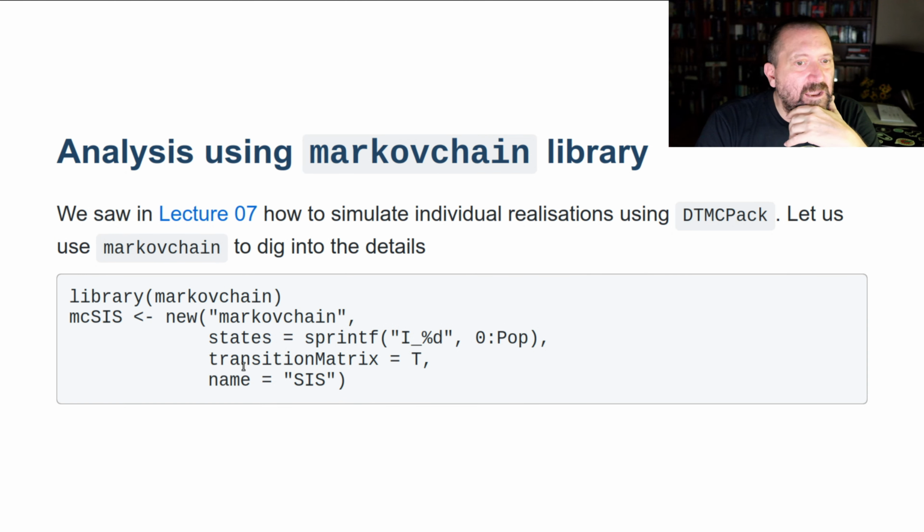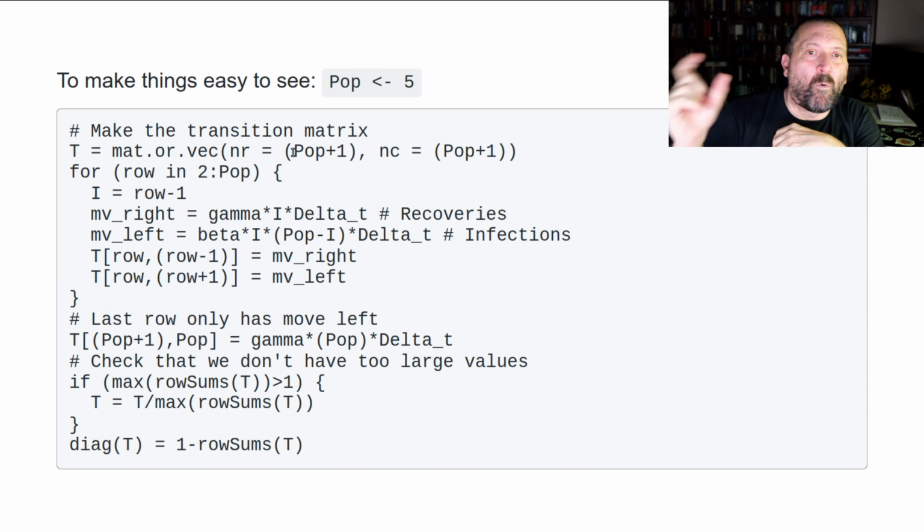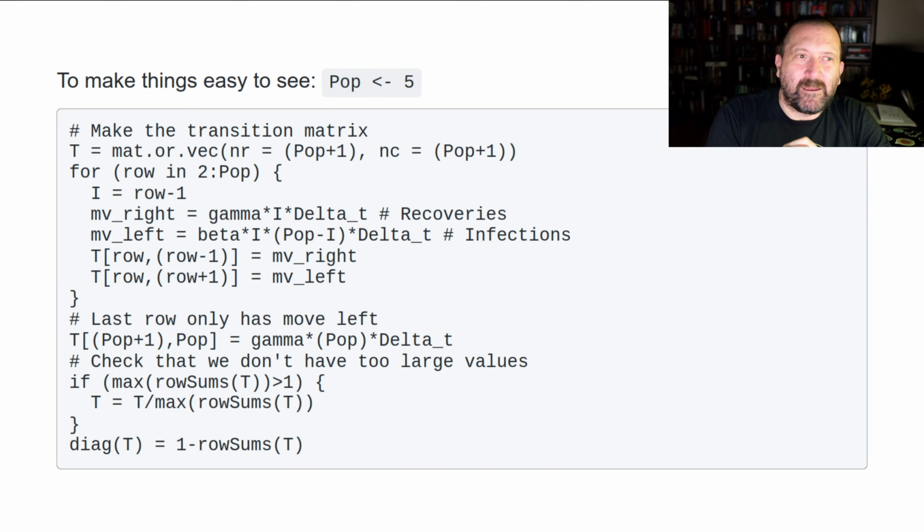So again, we use the Markov chain library using the transition matrix T. We say that the states go from 0 to population. Remember that we have to start with 1 more than the total population because we're looking at I, and I can go from 0 to the total population. So if pop is 5, we need 6 states.